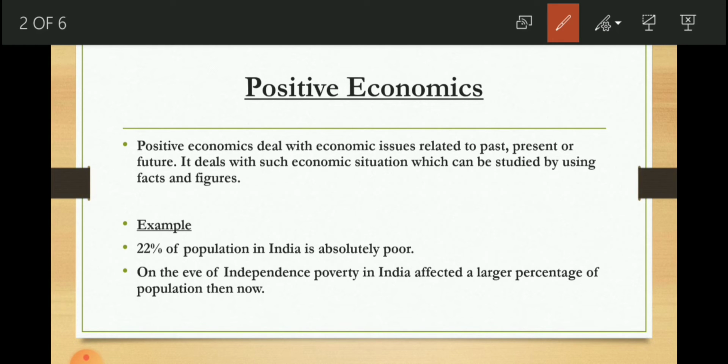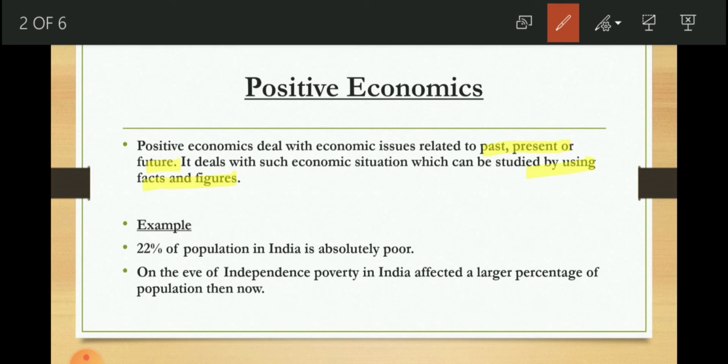Positive economics deals with issues which are related to the past, present, or future. These economic situations can be studied by using facts and figures. Here, a person or an economist presents some economic situation, and they have some facts and figures accompanying that situation to prove whether the statement is true or false. The statement can be of the past, present, or future. It does not matter, but the point to be considered is that these statements are not necessarily true. We cannot say that all these statements are true.